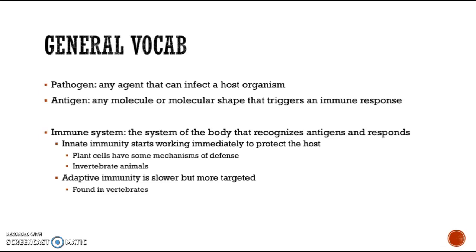Quick overview of the immune system. This is the body system that recognizes antigens and then responds to them in such a way as to clear them from the body. Innate immunity starts working immediately to protect the host. And so we're thinking this is like the most complex thing that you're going to get in plants or invertebrates. And then the adaptive immunity is slow but very targeted. So you will find these in vertebrates and higher mammals and so forth.